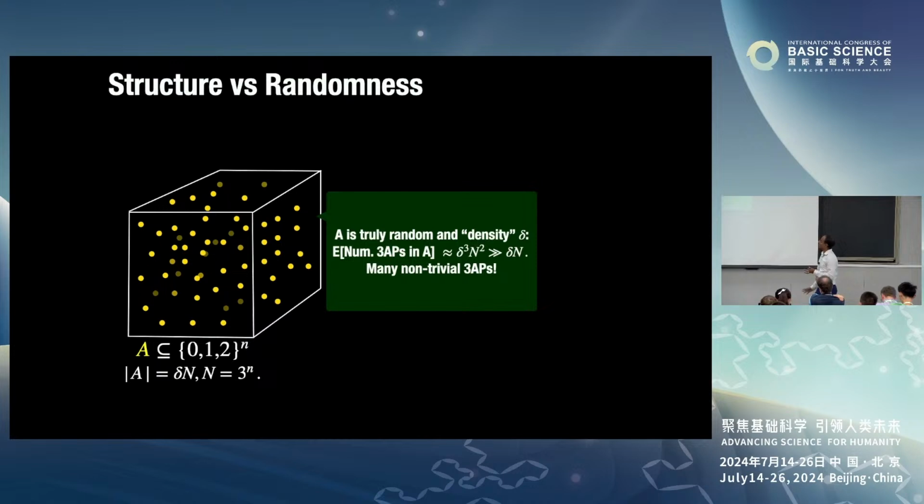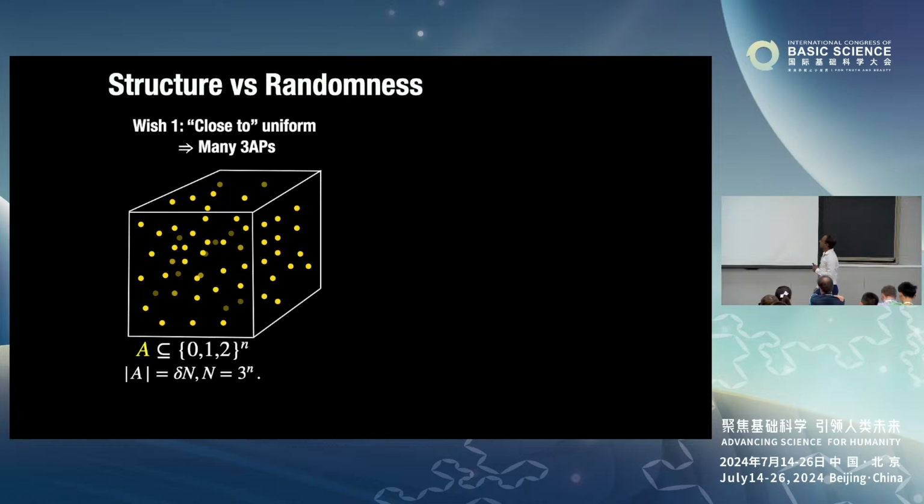So the first step in the structure versus randomness technique is to show this relation even when the set A is not chosen completely at random. Okay. Close to being uniformly chosen. And so you have to define this closeness. This is kind of the pseudorandom case, where maybe you'll get many 3APs for the reasons the heuristic calculation suggests.